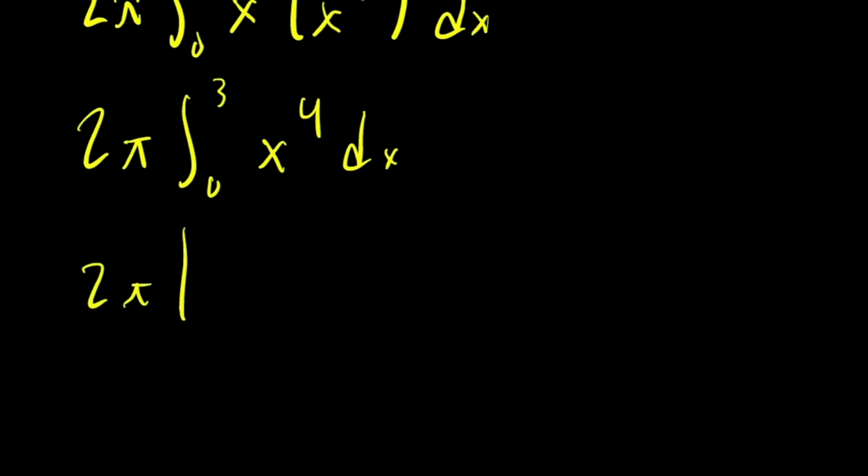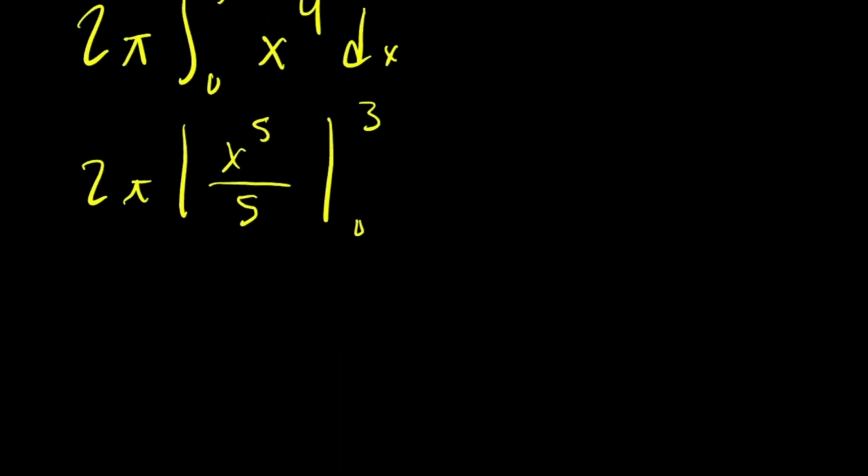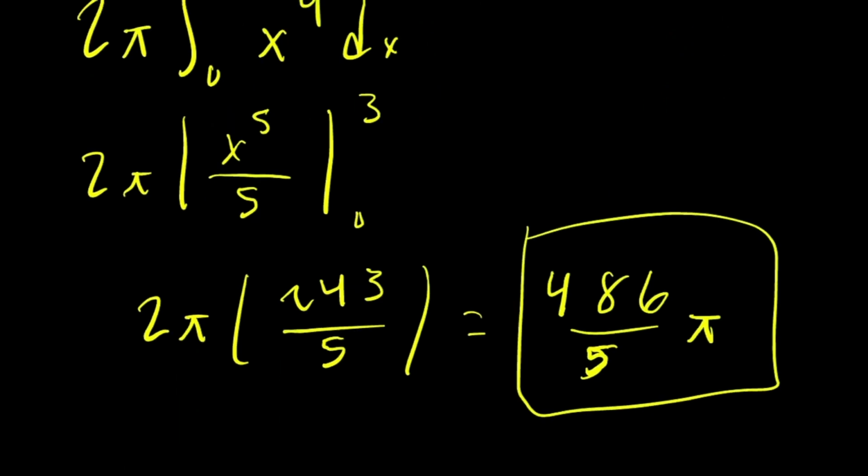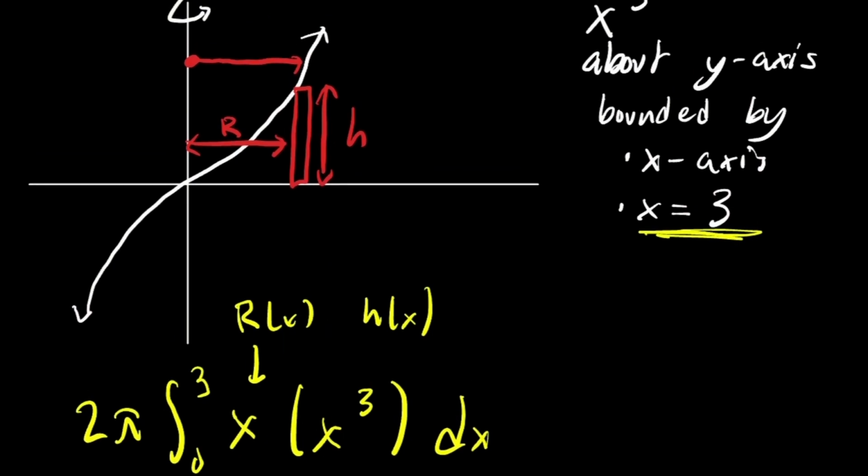And now we can integrate 2 pi times x to the 5th over 5, 0 to 3. I believe 3 to the 5th is 243. So 2 pi times 243 over 5. And that equals, let's see, 486 fifths pi. So that's our answer. We got that pretty quick from that method. I believe this might be one of those situations where it's actually easier to use shell method, but we can test it.